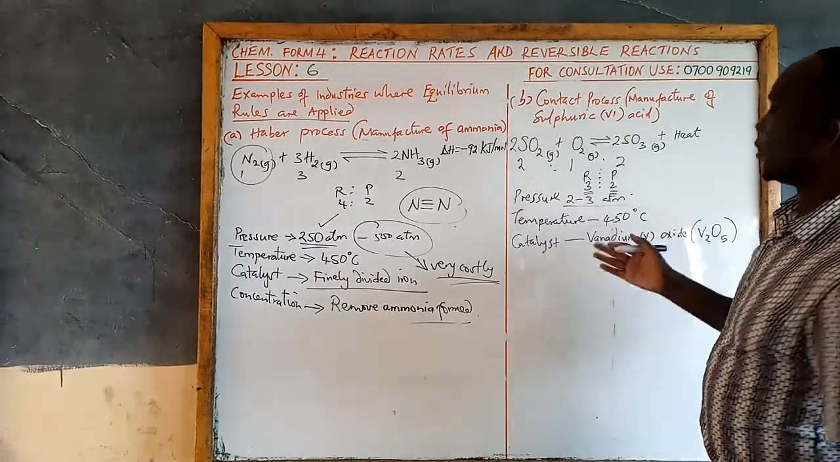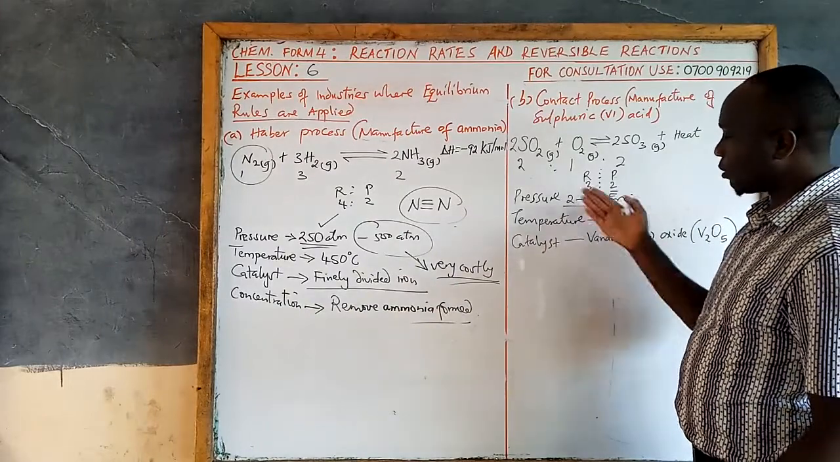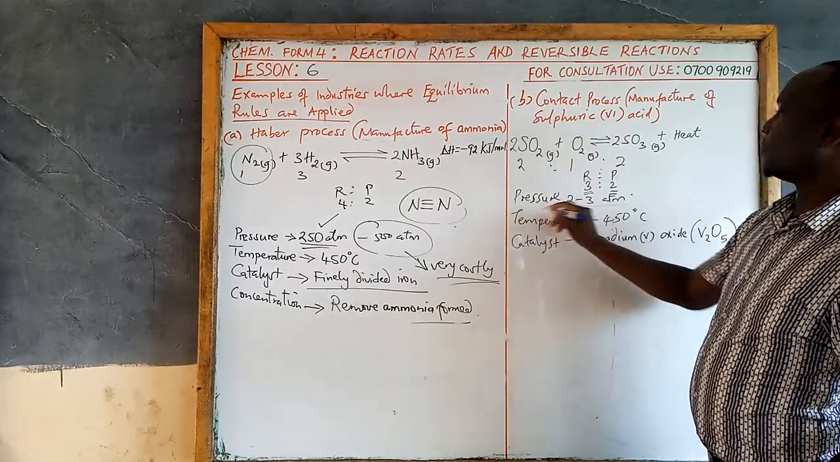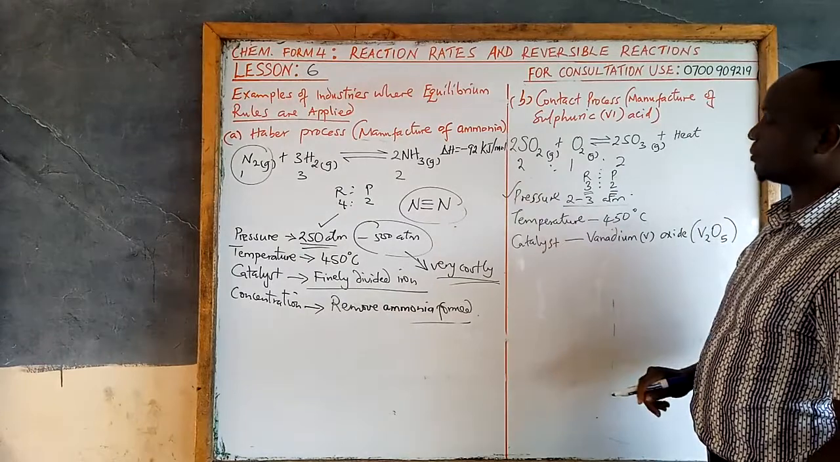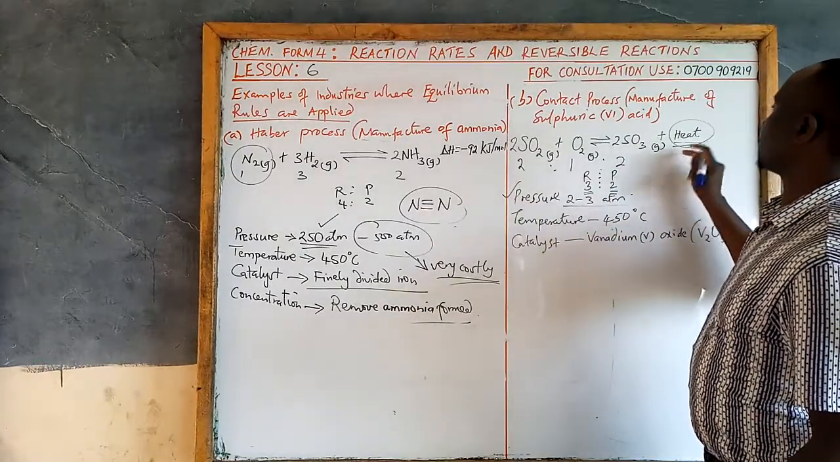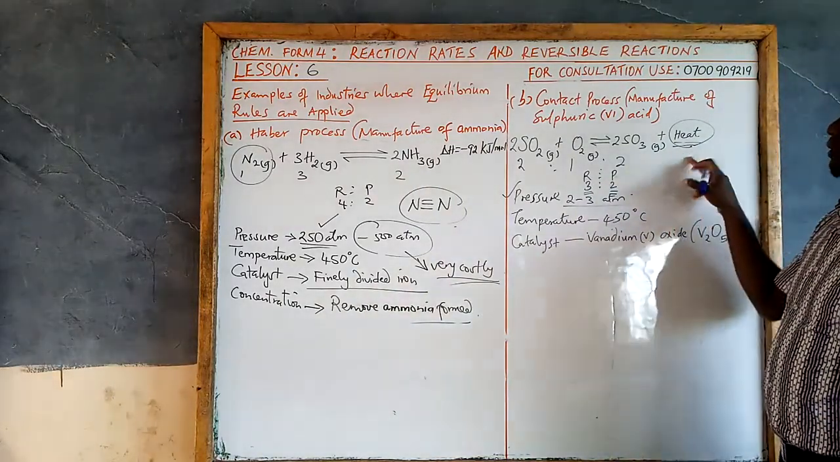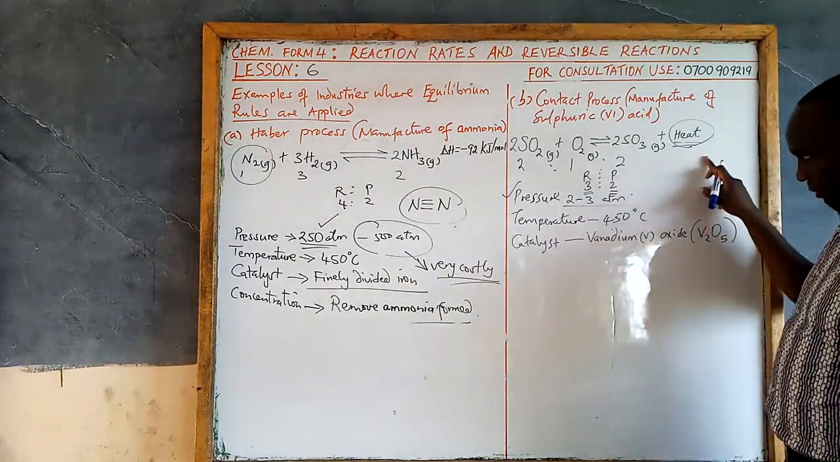Now you see those rules which we had, 4, now already 3 applied. High pressure, so our pressure will be considered. Temperature. Now plus heat. If you see plus heat, it means heat is given out, it is generated. So this is an exothermic reaction.